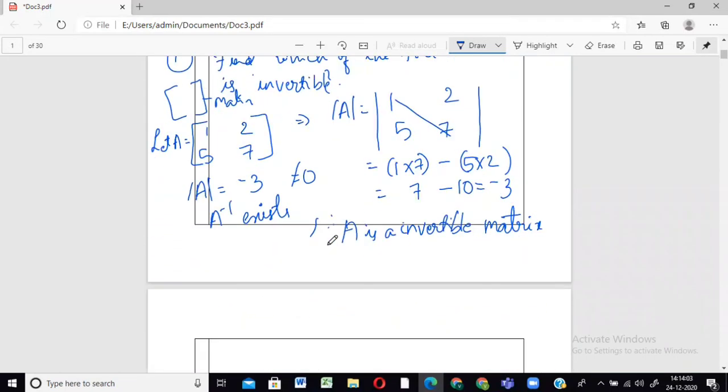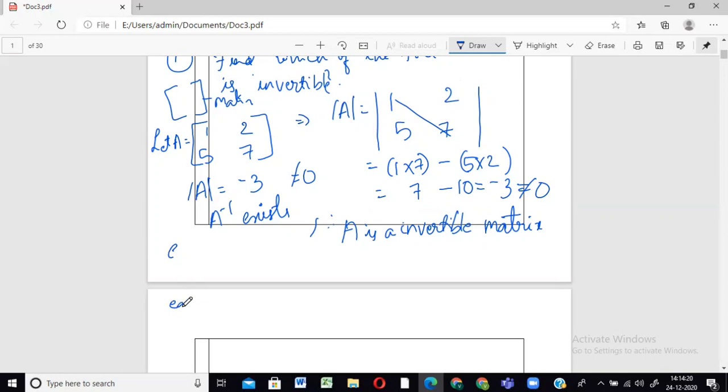So we have seen that its determinant value is not equal to 0. We have to write that, right? Yes, it is not equal to 0, as I have written over here. Therefore, it is an invertible matrix, which you're supposed to write. If we don't write it, then it will be a problem. Okay, so let us take another example.